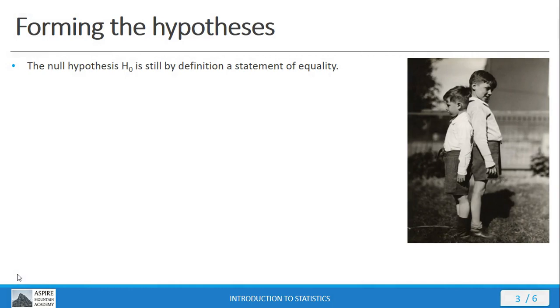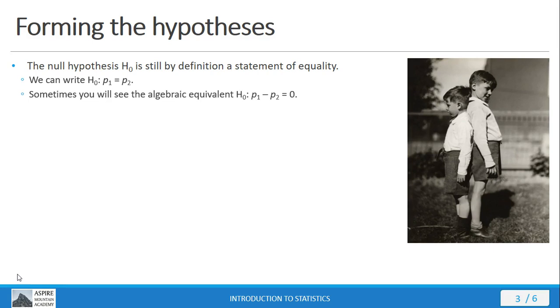As always, our null hypothesis is going to be a statement of equality, so that's not going to change. That equal sign is always going to go with the null hypothesis. But now we've got two populations that we're looking at and not just one. So instead of setting this to some sort of claimed value, we can just set them equal to each other. And this is a typical way to write the null hypothesis when you're looking at two proportions.